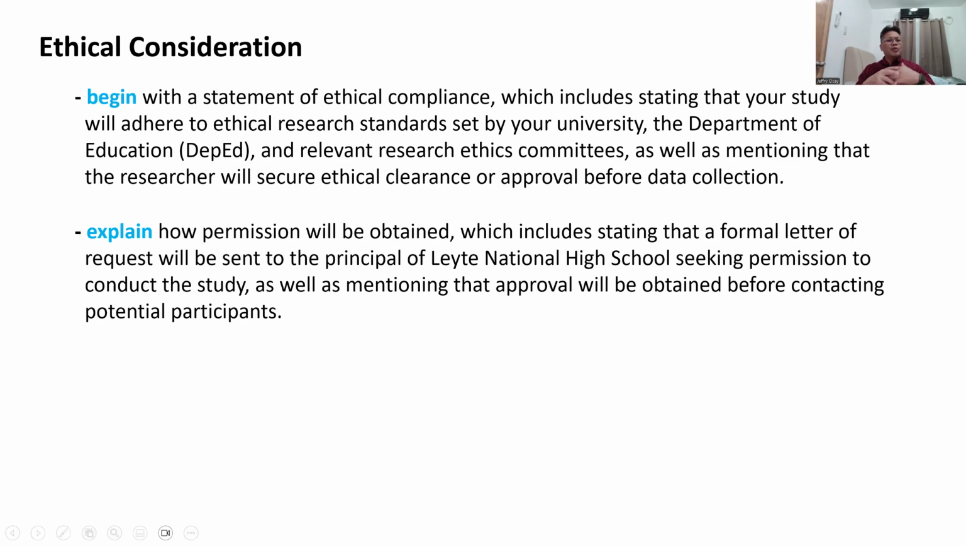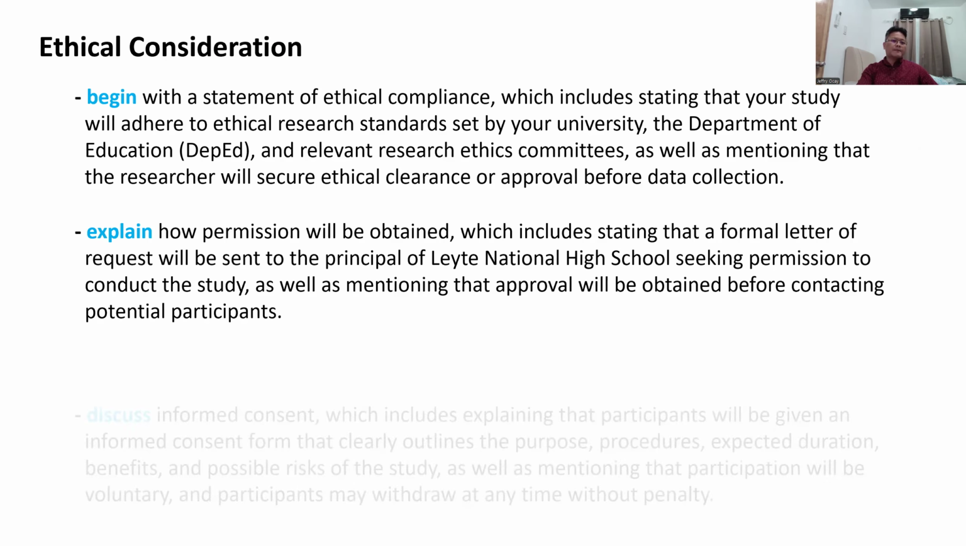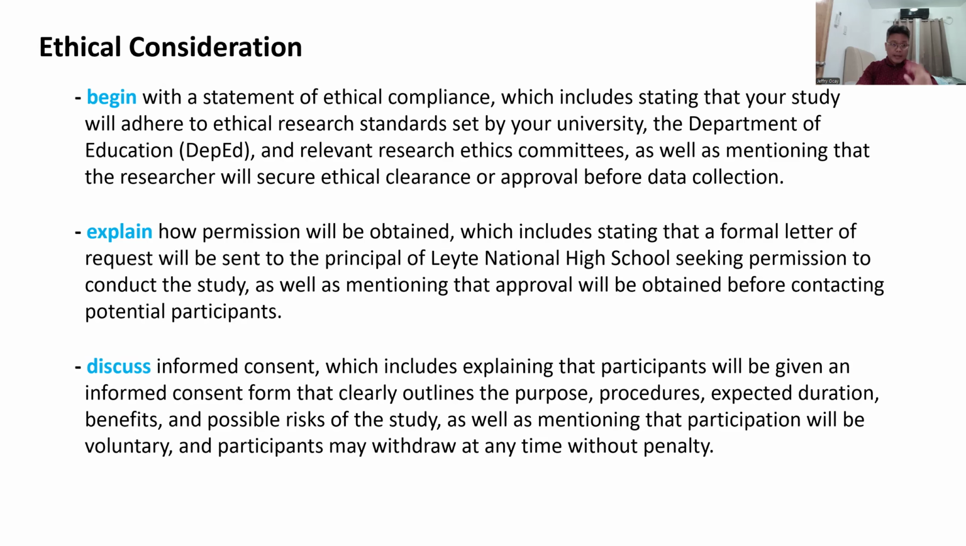And then explain how permission will be obtained, which includes stating that a formal letter of request will be sent to the principal of Leyte National High School seeking permission to conduct the study, as well as mentioning that approval will be obtained before contacting potential participants. And then discuss informed consent, which includes explaining that participants will be given an informed consent form that clearly outlines the purpose, procedures, expected duration, benefits, and possible risks of the study, as well as mentioning that participation will be voluntary and participants may withdraw at any time without penalty.